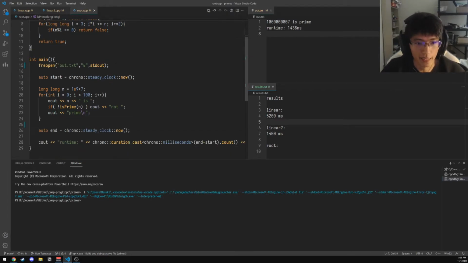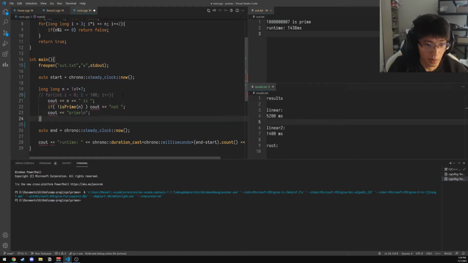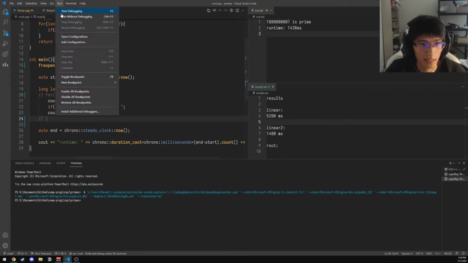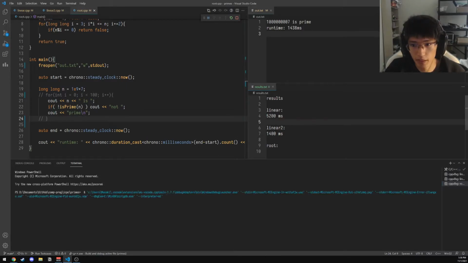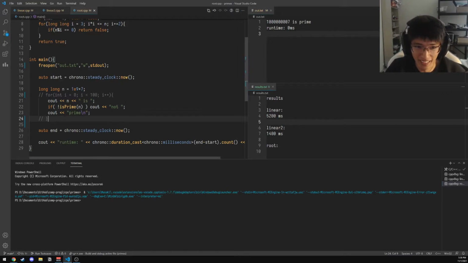So how fast is this? The thing is, it's a little bit too fast. So let's say I comment this out for a second and run. The first one took 5,200, the second one took 1,400. This is taking 0 milliseconds, and it's not actually 0 milliseconds, but it can't really detect it.